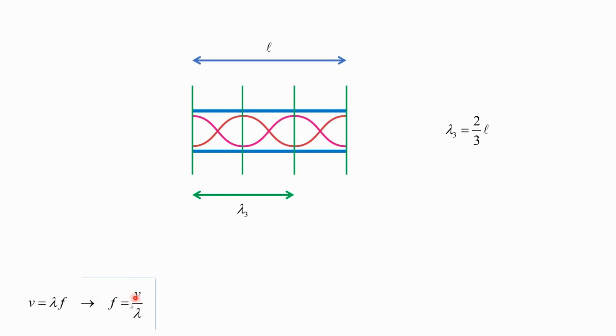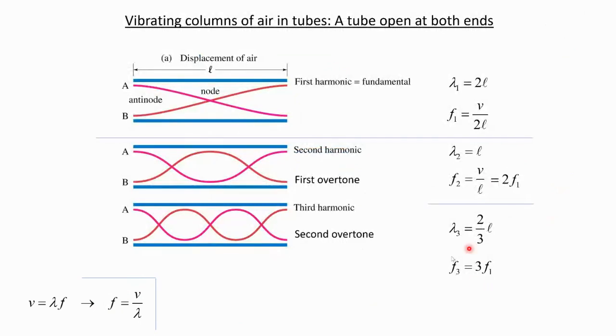So again, plug that into frequency as the speed over the wavelength, and we get this. Denominator is the numerator, so the 3 is up here. And notice that we can factor out the V over 2L, which is what the fundamental frequency is. And we just write it in terms of F1 as 3 times that. So we get this relationship.